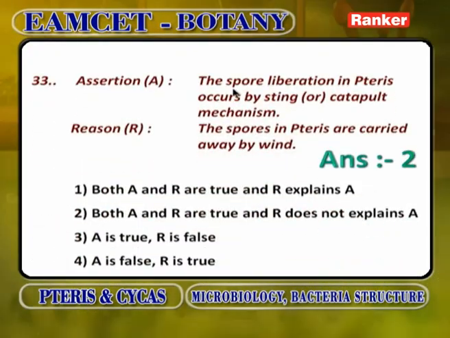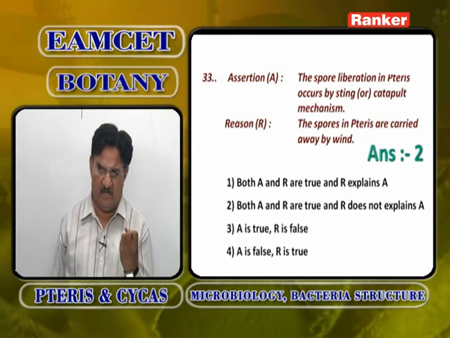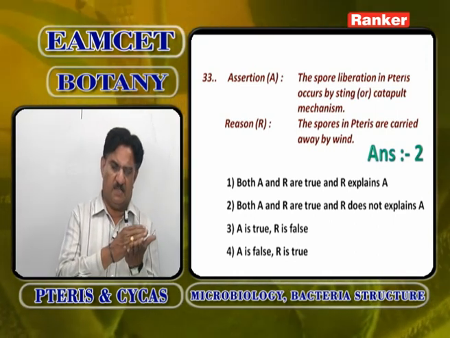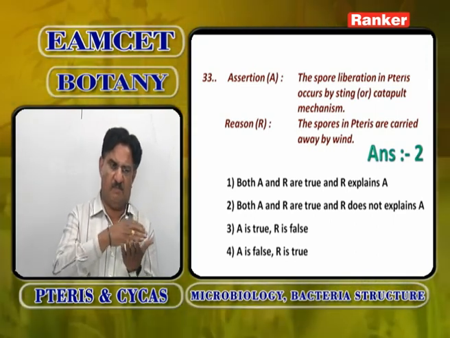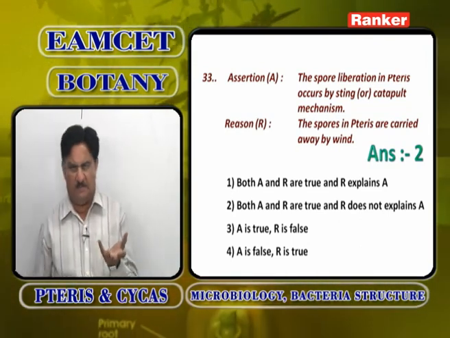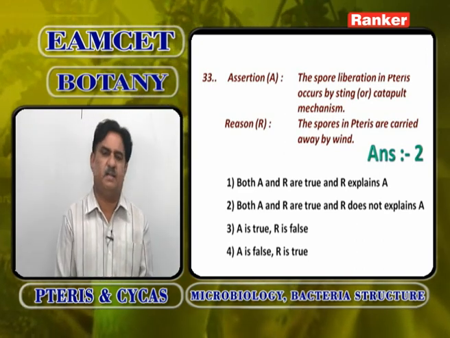It is an assertion reasoning. The spore liberation in Pteris occurs by sling mechanism or catapult mechanism. It is correct. The sporangium of the Pteris contains special ring-like cells called annulus. Annulus, when it loses water, contracts. When it contracts, it bends. When it bends, it makes the lip cells of stomium move wide apart from each other with a gap in between. At one point of time, annulus suddenly absorbs moisture. Suddenly it comes to normal position, does not give ample time for the lip cells to close.